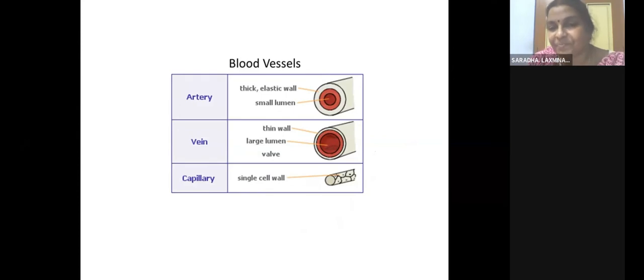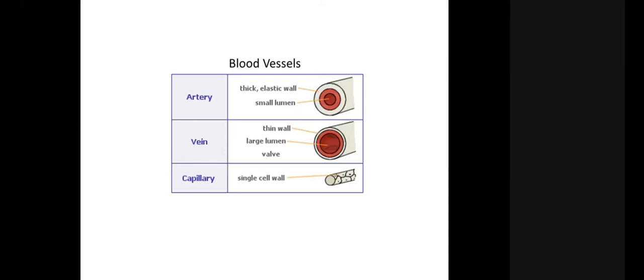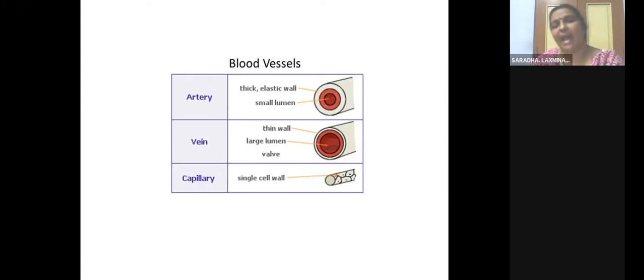Whereas veins have a thin wall. They are collecting the blood back from all other parts and carrying it to the heart, so they need not have a thick wall. They have only a thin wall, and the lumen, the cavity, is very large. They have a valve to prevent the backflow of blood. A very important difference between artery and vein is that veins have valves, which are not present in the arteries. And capillaries are single cell thick.